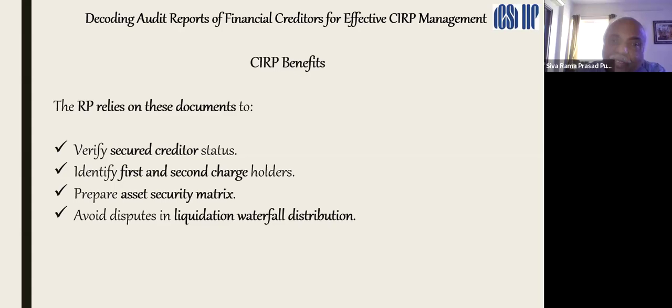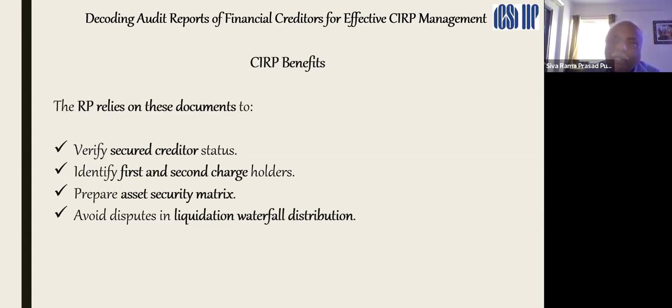CIRP benefits: the RP relies on these documents. Verify secured creditor status. Identify first and second charge holders. Prepare an asset security matrix. Avoid disputes in litigation, liquidation and waterfall distribution. All these things.